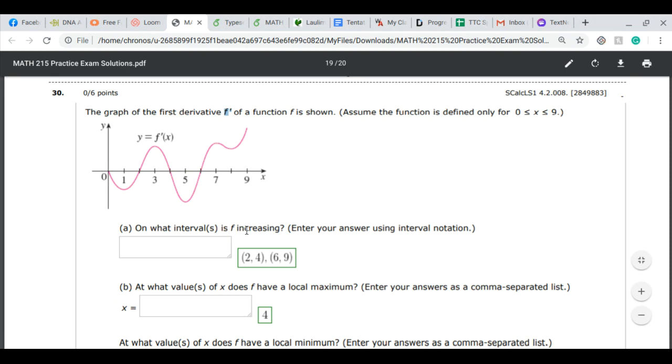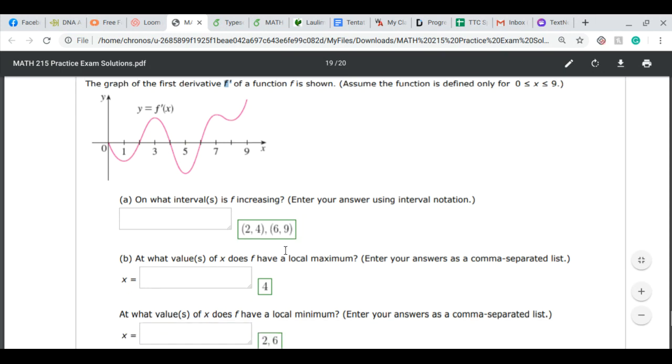So when we say when f is increasing, let's translate that to f prime. That means where is f prime positive? F prime is positive when x is between 2 and 4. It's also positive when x is between 6 and 9. 2 comma 4, 6 comma 9, those two intervals.